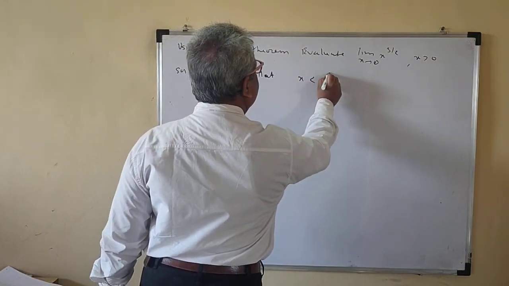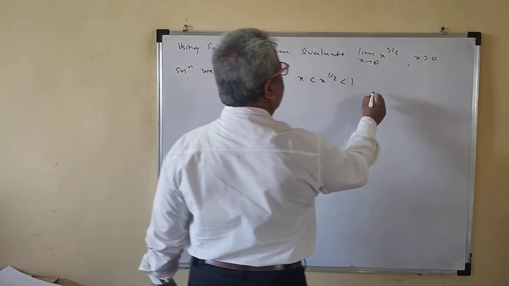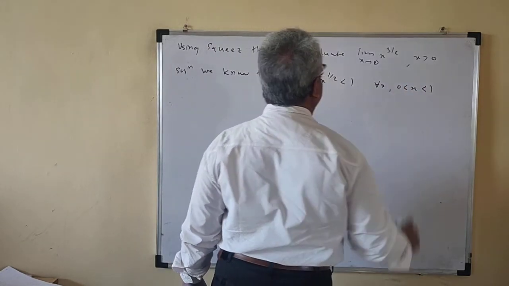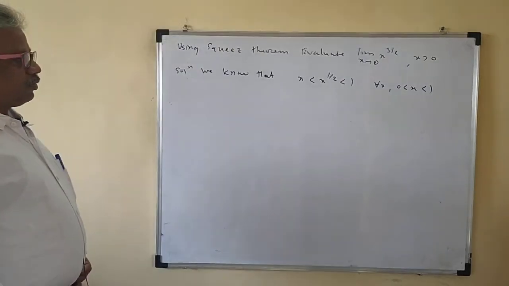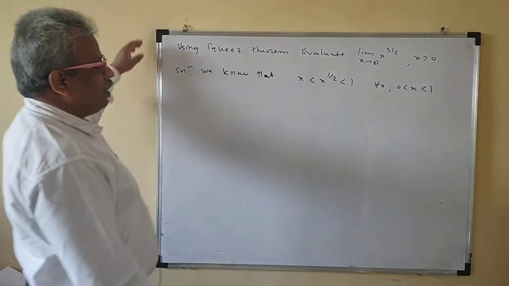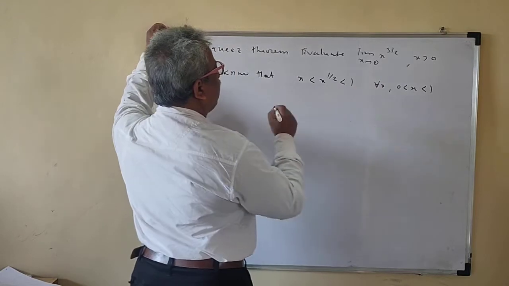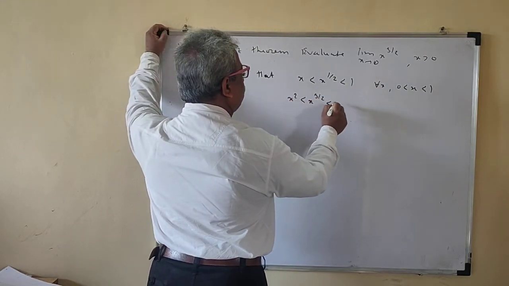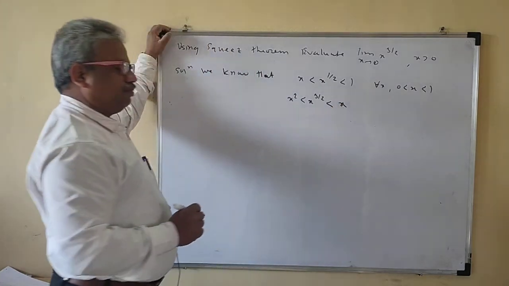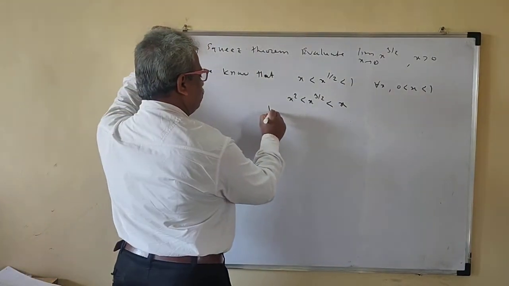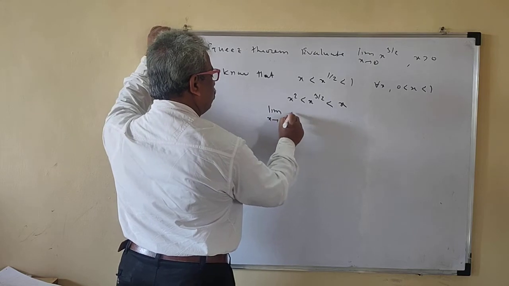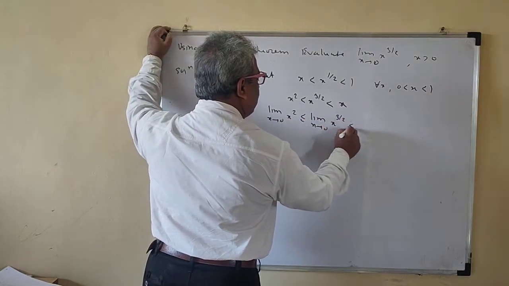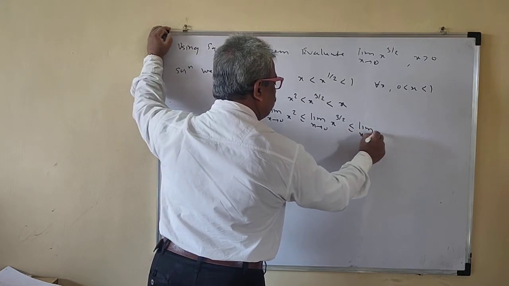We know that x is less than x to the power half is less than 1 for all x with 0 less than x less than 1. Okay. So we multiply by x, what we get? x square less than x to the power 3 by 2 is less than x. Now we'll take a limit: limit x tends to 0, x square, limit x tends to 0, x to the power 3 by 2, limit x tends to 0 of x.